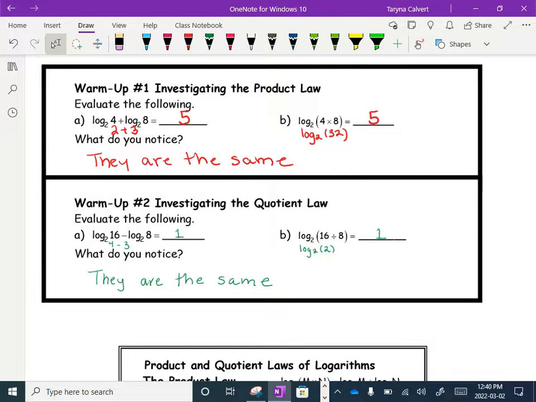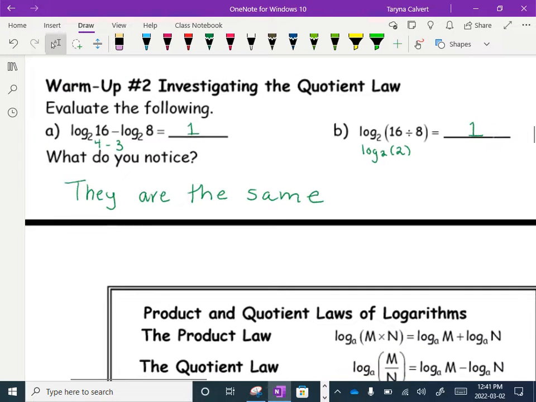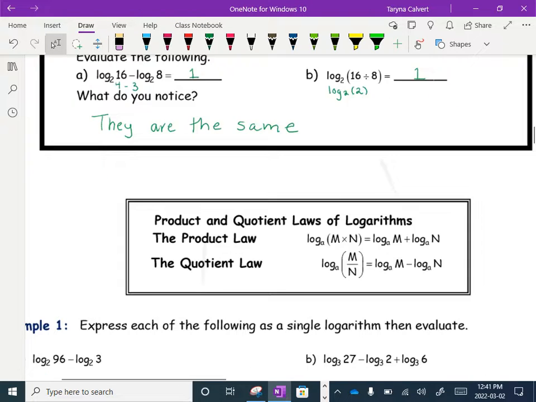So with the warm-up 2, did you guys both get 1s? Yeah. So key thing here, when you're subtracting logs, right, with the same base, that means you can put the arguments together, but instead of multiplication, it'll be division. Okay. So we can use these laws to help us simplify. Just like if I have 2x plus 3x, you guys have been working with polynomials so long, you know how to put those together. Okay, now I'm going to show you guys how to put logs together. So I'm not going to go to warm-up 3 yet. So let's just use these laws with some basic examples.